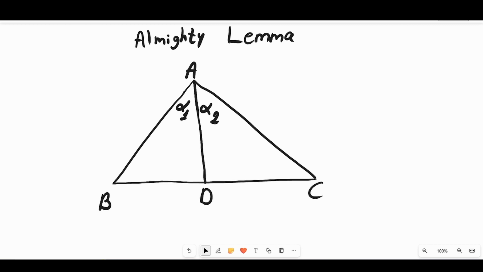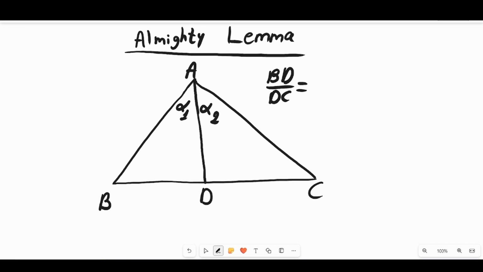If we want to count the ratio of BD over DC, if D is any random point on the side BC, and we only know alpha 1 and alpha 2, and AB and AC sides, then we can easily find what will be BD over DC. My teacher used to call this lemma almighty lemma because he thought that this lemma can solve every problem which involves trigonometry. And what can we say about BD over DC?